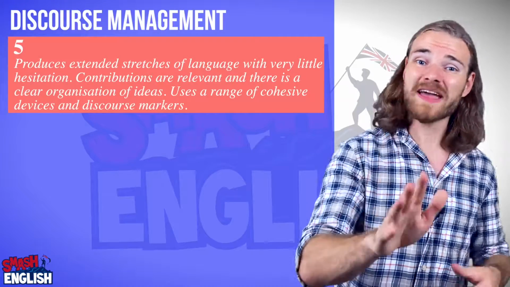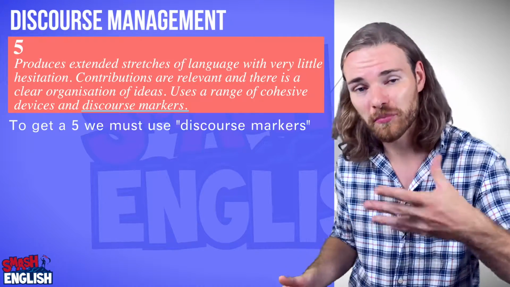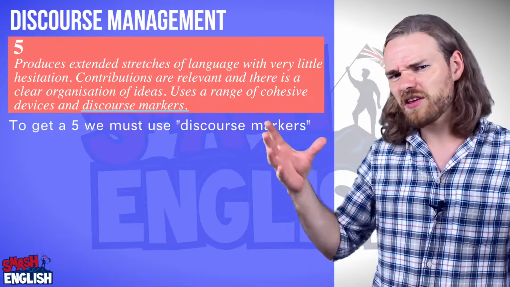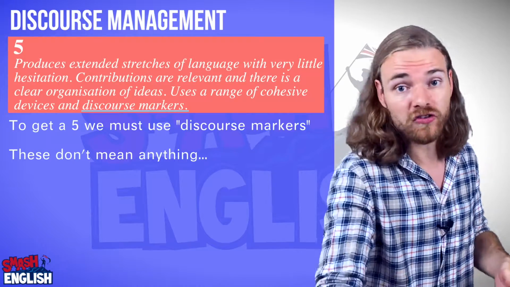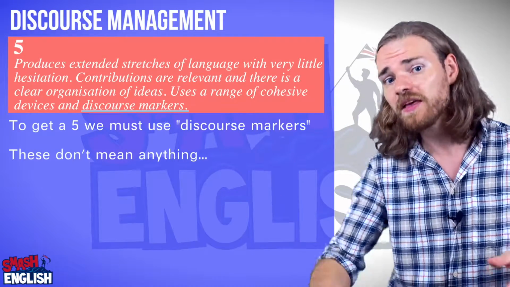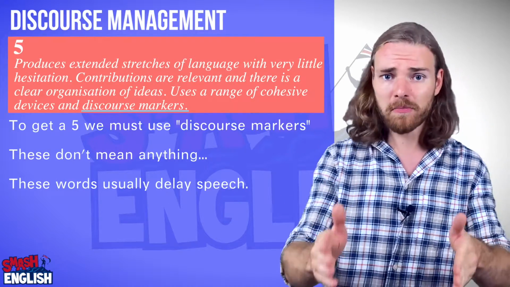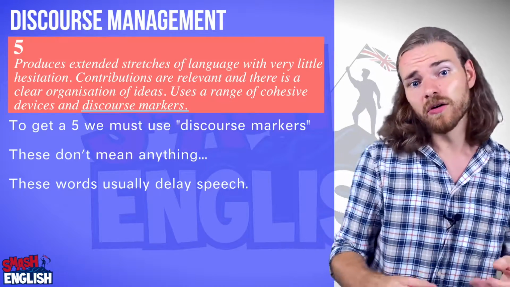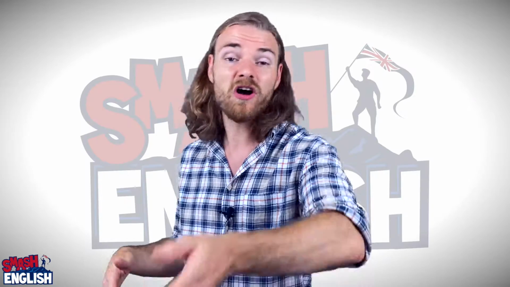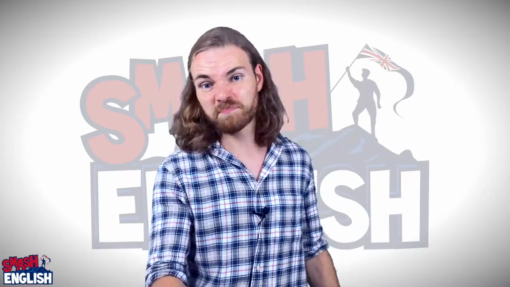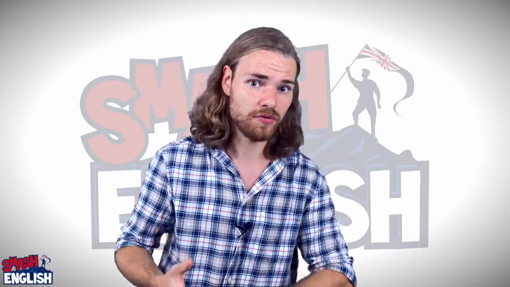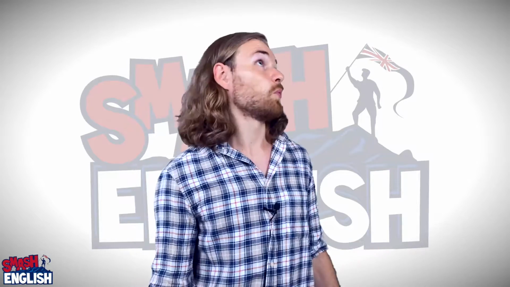For a 5, we have the addition of discourse markers. These usually don't mean anything. English people use them a lot before or after they speak to give them time to think about what they are going to say or what they have said. Words like, so, you know, to be honest, basically, to tell you the truth, actually, to be frank, well.